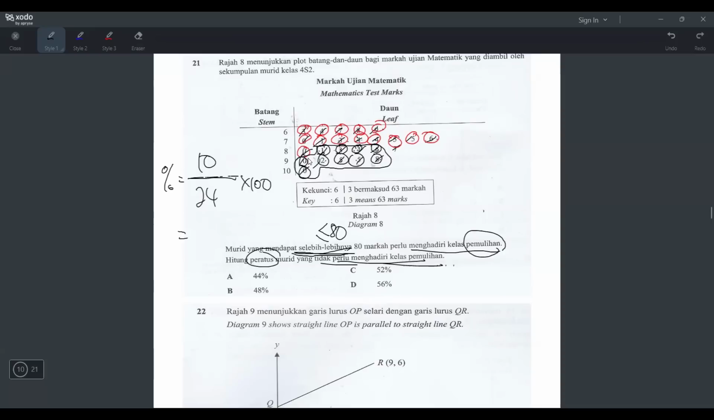Tak dapat juga. 1, 2, 3, 4, 5, 6, 7, 8, 9, 10. Okay, where did I do wrong? Selebih-lebihnya 80 marks. It means less than 80, less than or sama dengan 80, you kena pergi lah. Correct ah? Okay, so 1, 2, 3, 4, 5, 6, 7, 8, 9, 10. Oh my God, there's a 7 here. My pen covered it already. Ada satu lagi number sini lah.